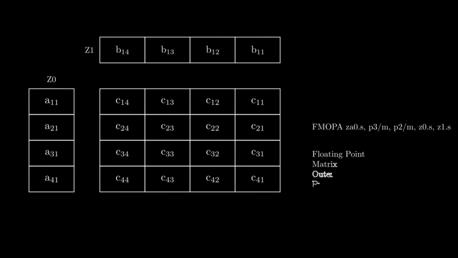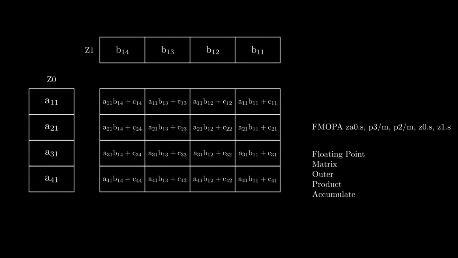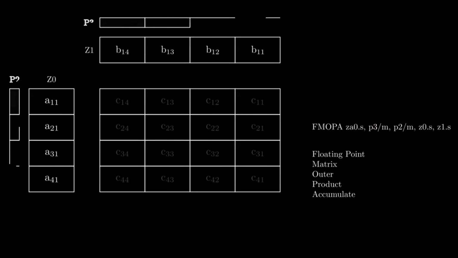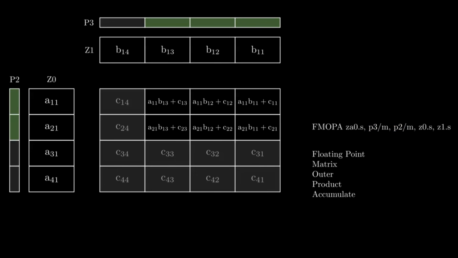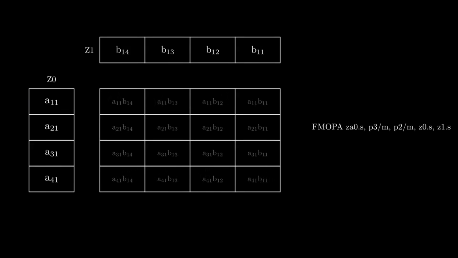The FMOPA instruction performs a floating point matrix outer product with accumulate. The product of each row of Z0 and each column of Z1 is added to the existing value in the tile. The P2 and P3 predicate registers control which elements are active. Notice that where the predicate is inactive, the value of the tile is not modified. Let's look at the result if the tile had been zeroed first.